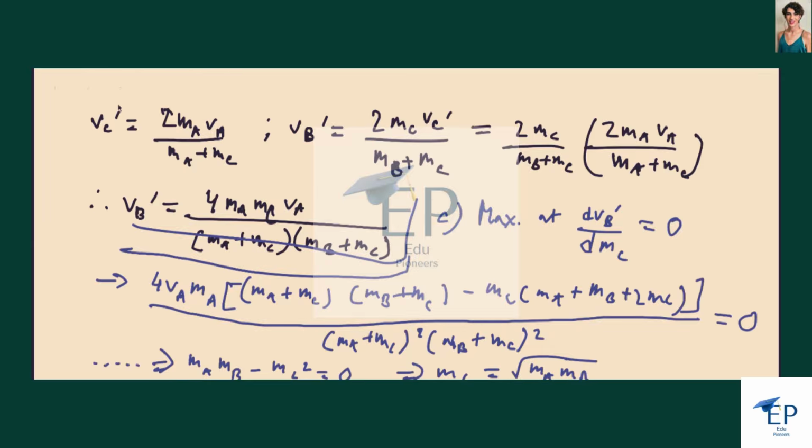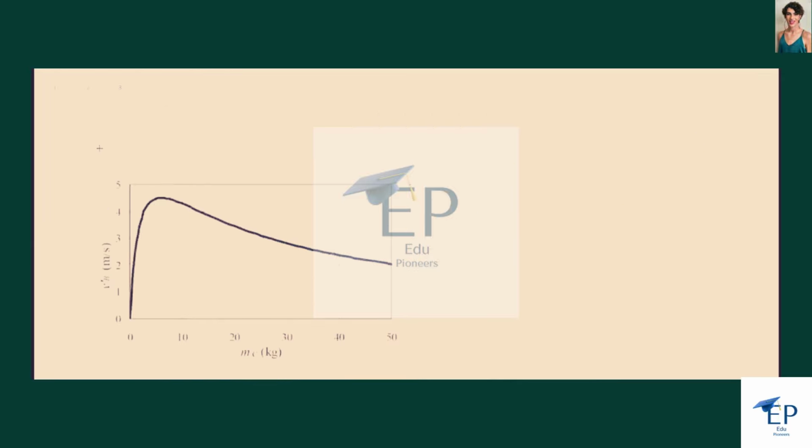So that's part C. And finally, for part D, here is the plot. We have VB prime plotted against MC. As we can see from the plot, the maximum VB prime is at 4.5 meters per second. And this occurs at MC equals 6 kilograms.